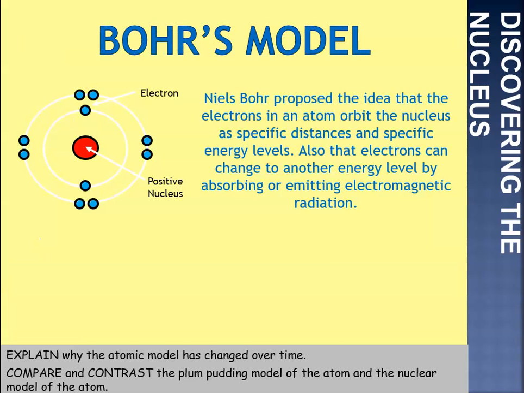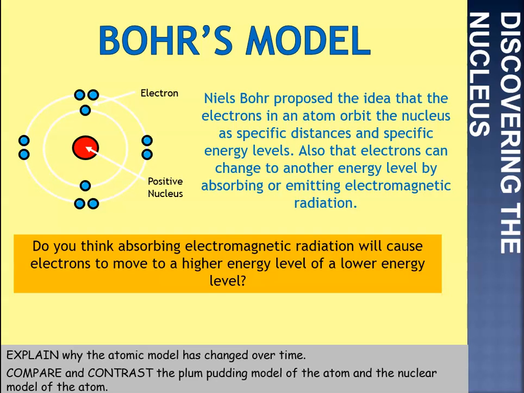From there, we had a scientist called Niels Bohr. Niels Bohr proposed the idea that electrons in an atom will orbit the nucleus at specific distances and specific energy levels. Electrons can also change to another energy level by absorbing or emitting electromagnetic radiation. So those electrons are on a fixed path around there. If they get more or less energy, they'll change how far the path is. Do we think absorbing electromagnetic radiation will cause electrons to move to a higher energy level or a lower energy level? Think about that for a second.